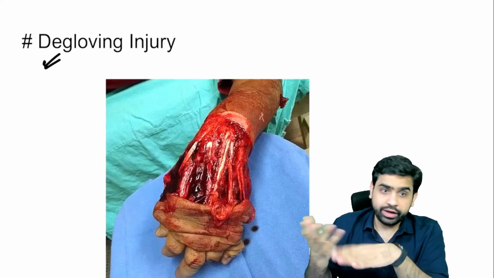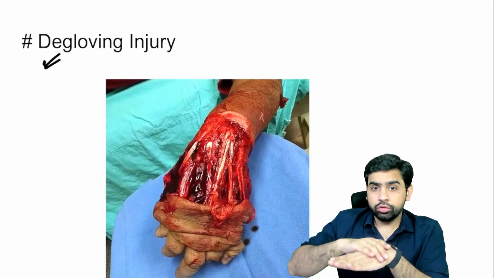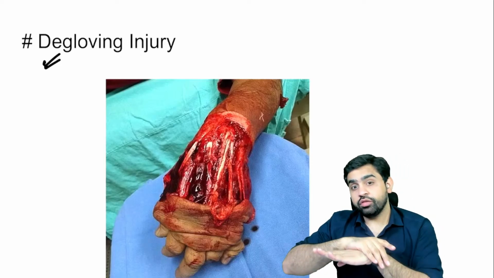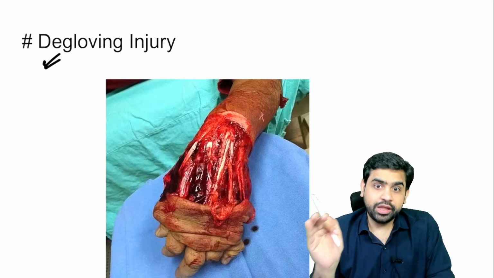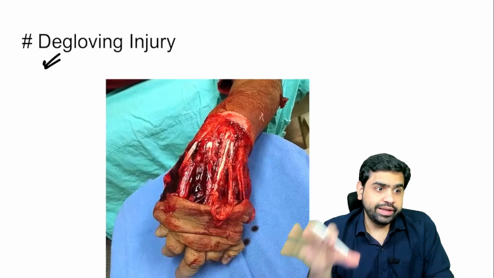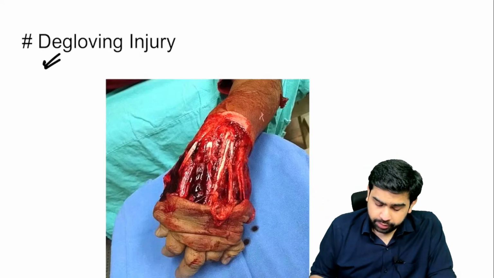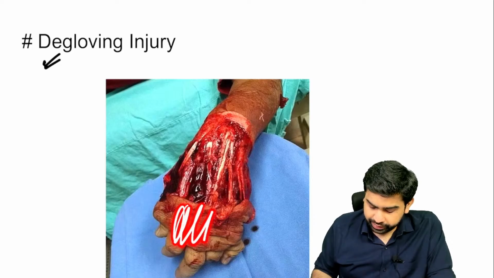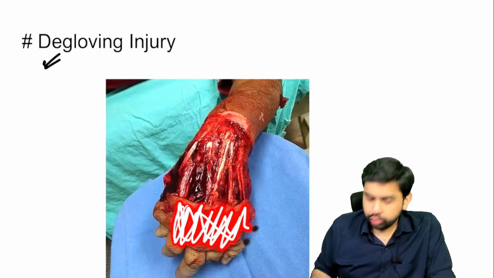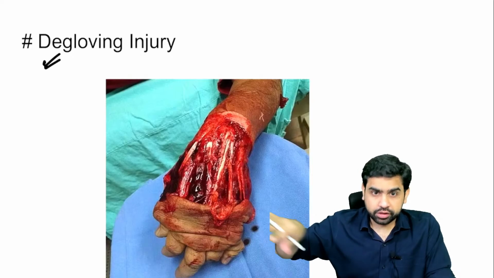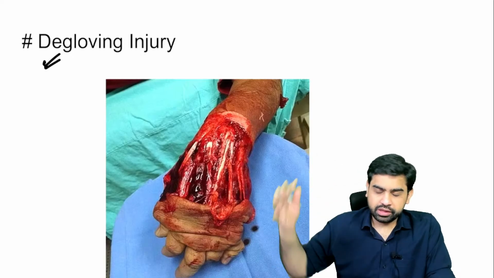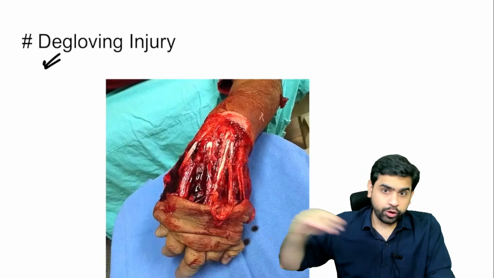So when does this happen? You need to understand that if there is a frictional force, then this kind of injury can happen, and this image is trying to show what a degloving injury is. Now the problem with this is the skin. This particular skin is going to be non-viable, so many times you have to excise that skin, and the surgeon has to think about the coverage, because you cannot just keep it open.